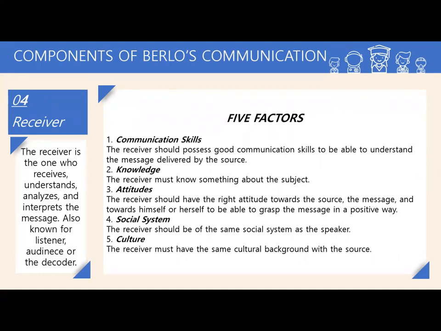The second one is the knowledge. The receiver must know something about the subject. The third one is the attitudes. The receiver should have the right attitude toward the source, the message, and towards himself or herself to be able to grasp the message in a positive way. The fourth one is the social system. The receiver should be of the same social system as the speaker. And the last one is the culture. The receiver must have the same cultural background with the source.